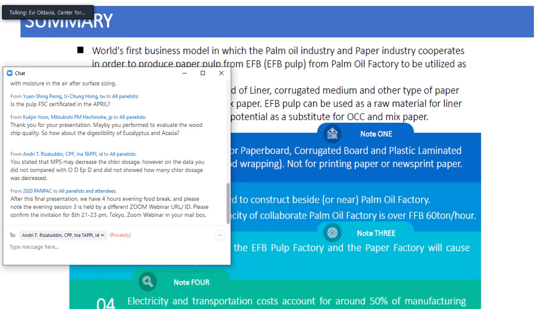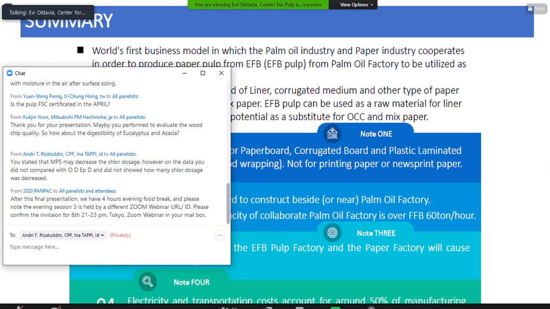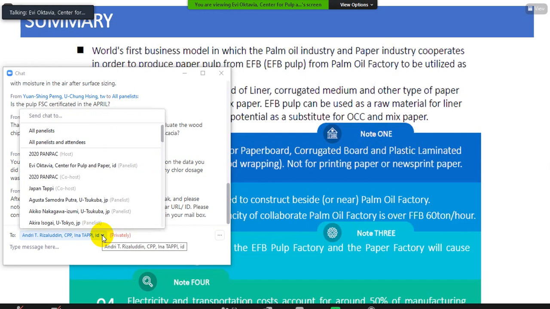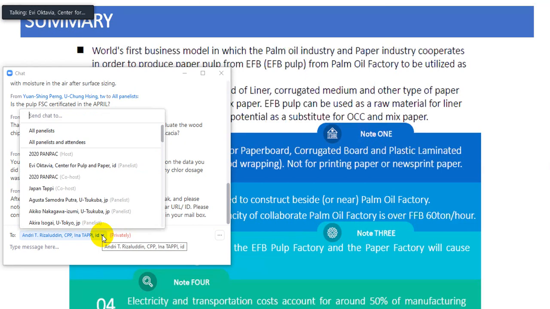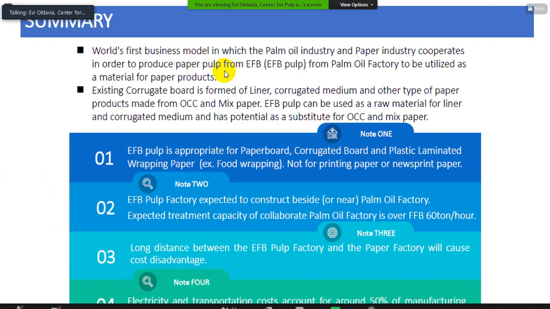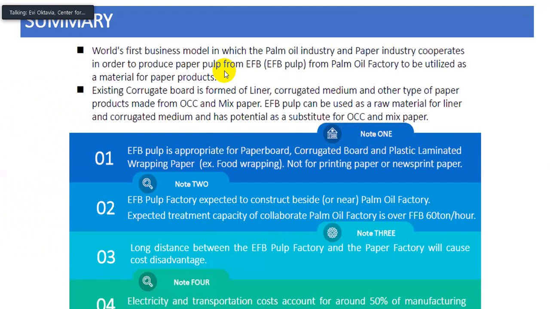So this is the summary. The world's first business model in which the palm oil industry and paper industry cooperate in order to produce paper pulp from EFB, from the palm oil factory, to be utilized as a material for the products. Existing corrugated board is formed of liner, corrugated medium, and another type of paper products made from OCC and mixed paper. EFB pulp can be used as a raw material for liner and corrugated medium and has potential as a substitute for OCC and mixed paper.